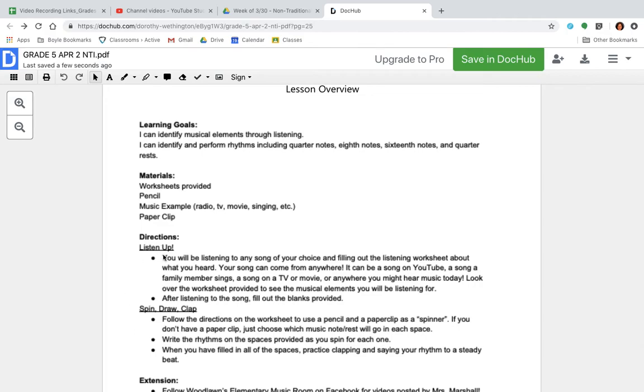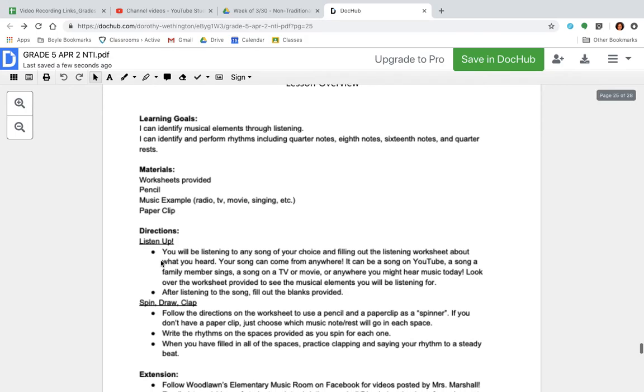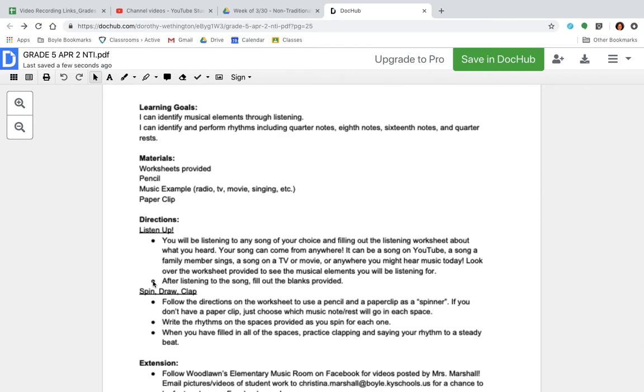Directions. Listen up. You will be listening to any song of your choice and filling out the listening worksheet about what you heard. Your song can come from anywhere. It can be a song on YouTube, a song a family member sings, a song on a TV or movie, or anywhere you might hear music today. Look over the worksheet provided to see the musical elements you will be listening for. After listening to the song, fill out the blanks provided.